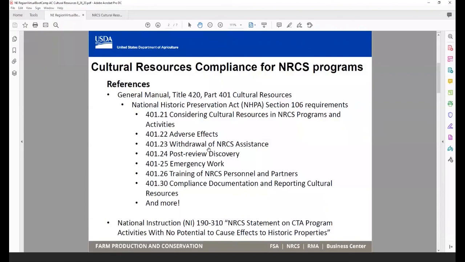For this one, if we're out there creating a CTA plan with producers, our requirement is that we need to make sure they're aware of potential impacts to cultural resources and historic properties. But if we are not actually saying exactly where something needs to go, we don't need to go through a full review process. Every state has their own requirements, but this national instruction gives us an overview on those requirements.